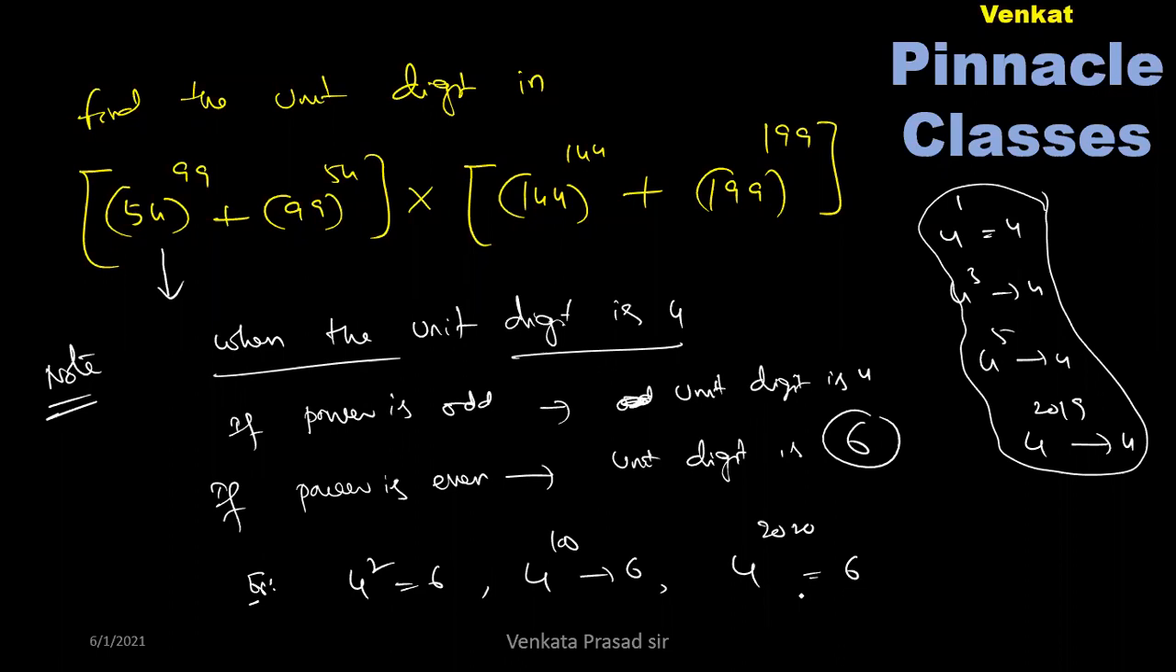Write down. Talking about this case, 4 power n: n is odd, n is even. What is the case?